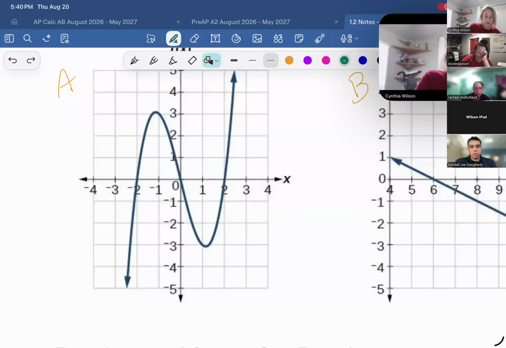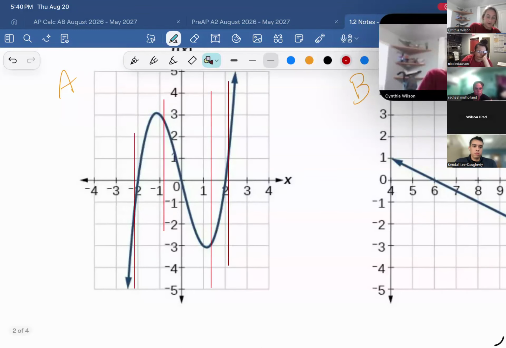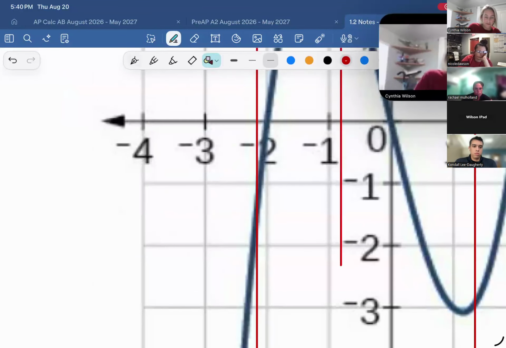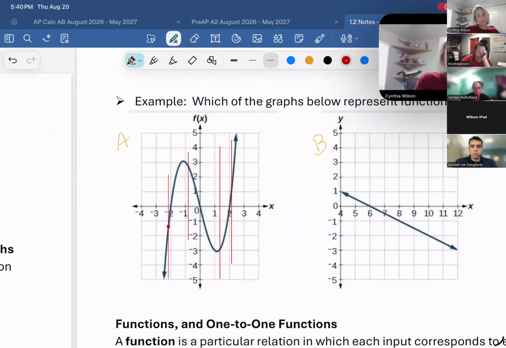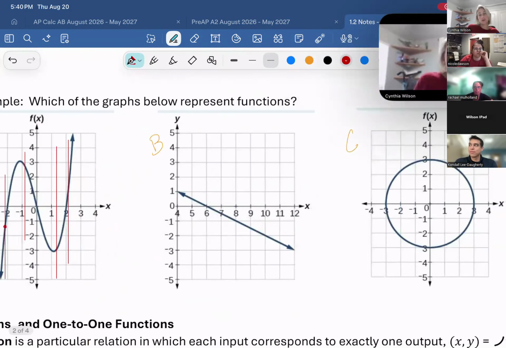Let's do this one. I'm only going to hit the graph once. It doesn't look like it, especially when we get over here to the sides. But if you zoom in enough, it only hits once. Okay, so it's going to be A and B. And I'm glad none of you put C. C fails the vertical line test in a big way. It's a circle.